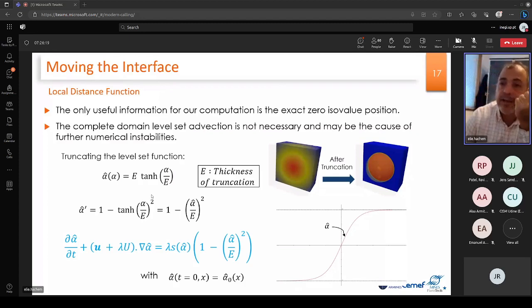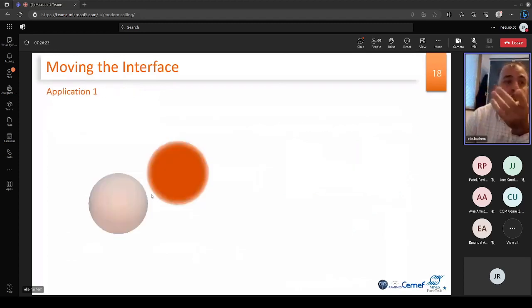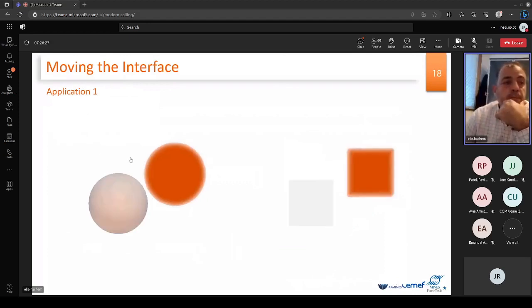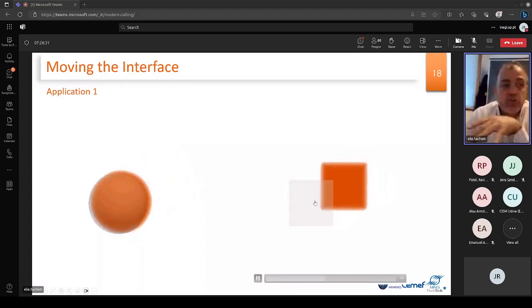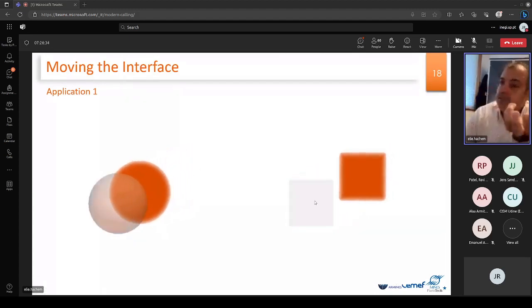So now if you have a good way of transporting this value, I can show you an example. Okay, I say to a circle, go from here to here. Or to a triangle, go from there to there. I can make sure that I'm not losing the property of a distance function.